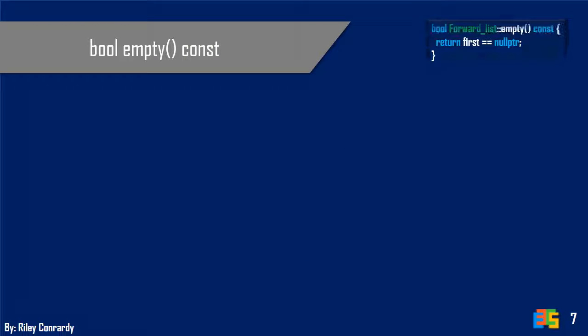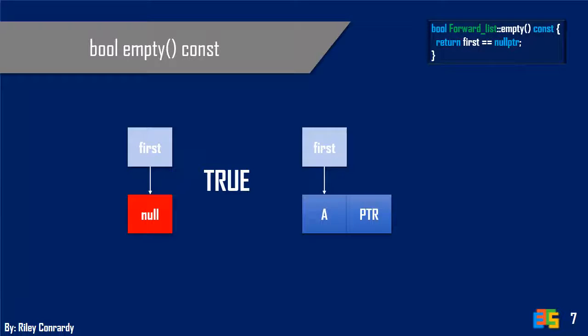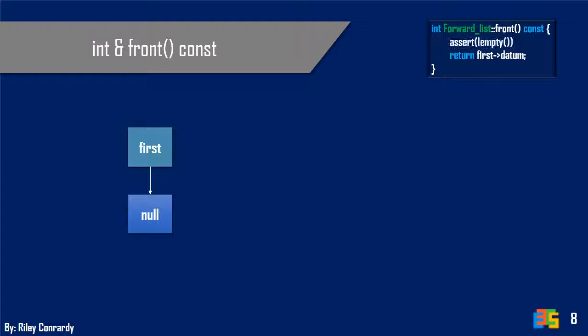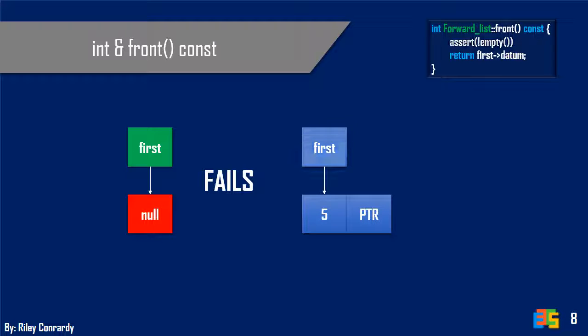The empty function returns true if the first pointer is pointing to a null pointer. It returns false otherwise. For the front function to operate correctly, you must confirm that the first pointer does not point to a null pointer. If this is true, we can return the datum that the first pointer points to.